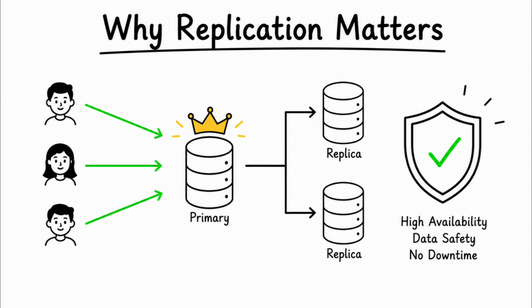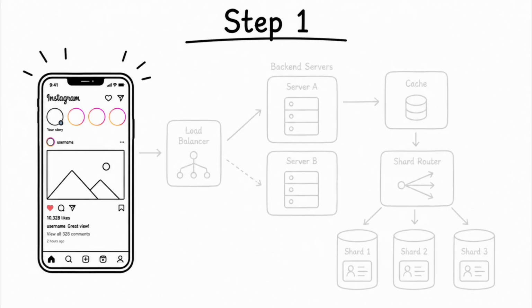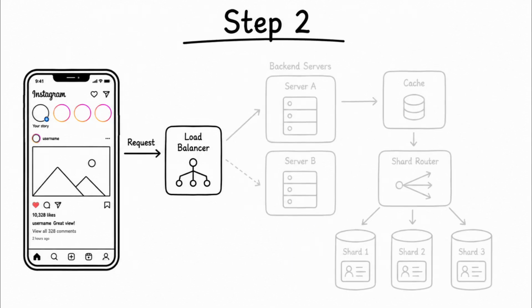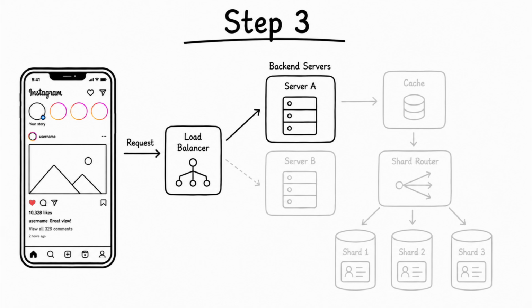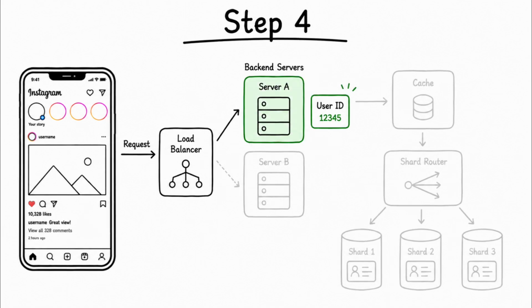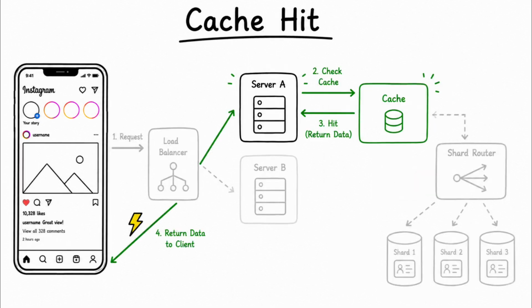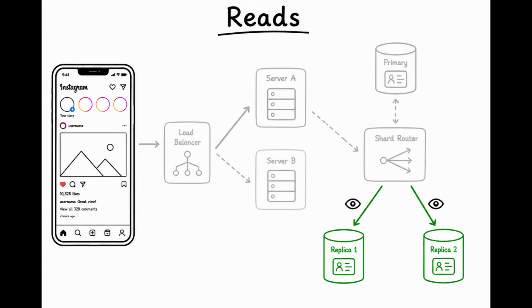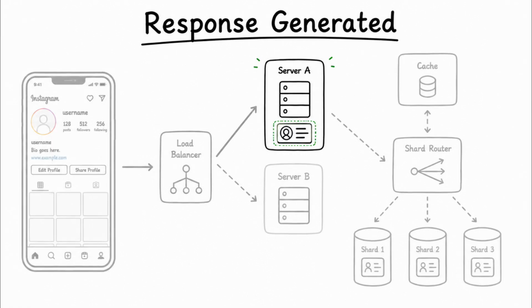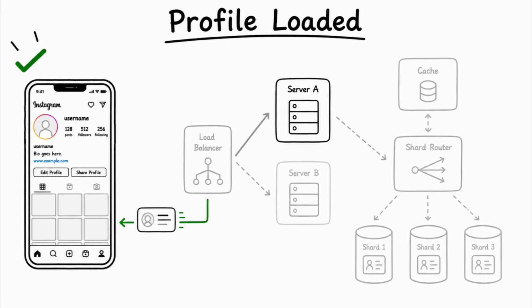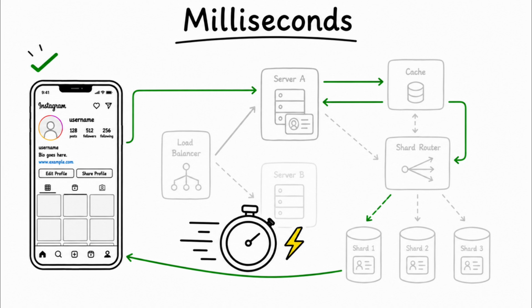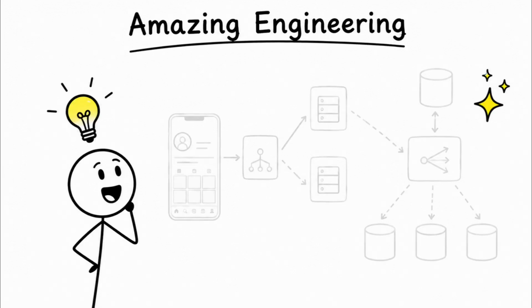The complete journey. Now let's combine everything. You open Instagram. Request reaches a load balancer. Load balancer selects a backend server. Backend extracts your user ID. Shard router finds the correct shard. Cache is checked. If data exists, response returns immediately. If data does not exist, the shard is queried. Replicas handle reads. Primary handles writes. Response gets generated. And your profile appears on screen. All of this often happens in just a few milliseconds. Pretty amazing when you think about it.